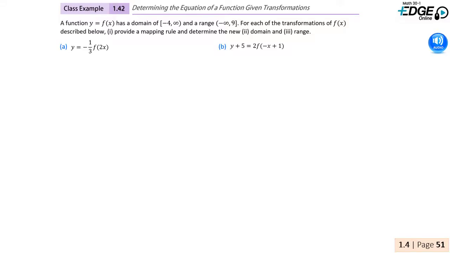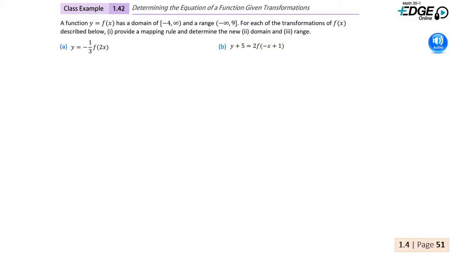Class example 1.42 is a wonderfully challenging question, which is rather conceptual. The reason for this is we're asked to work on the function y equals f of x, but we're only given a domain and range. We're not given an equation in terms of x, and we're not given a graph. However, I bet that you could sketch a graph that satisfied a domain of -4 to infinity and a range of -infinity to 9. Take a moment to do so before proceeding with the question.